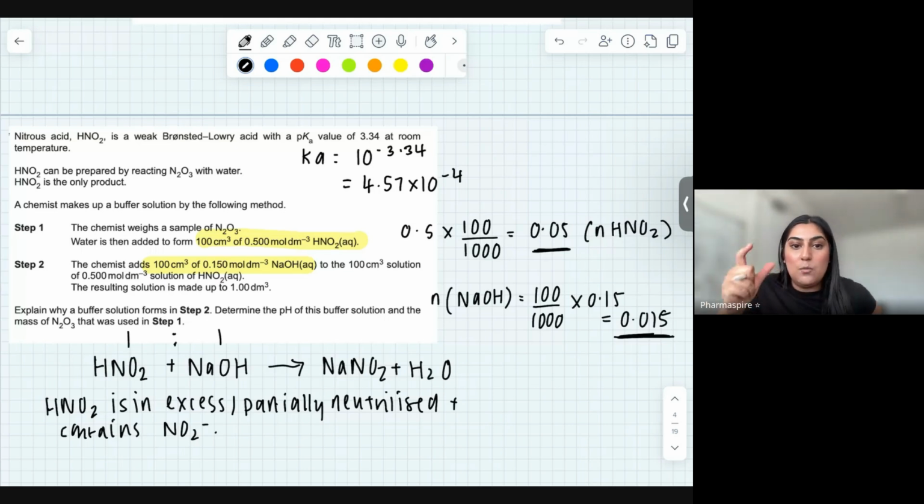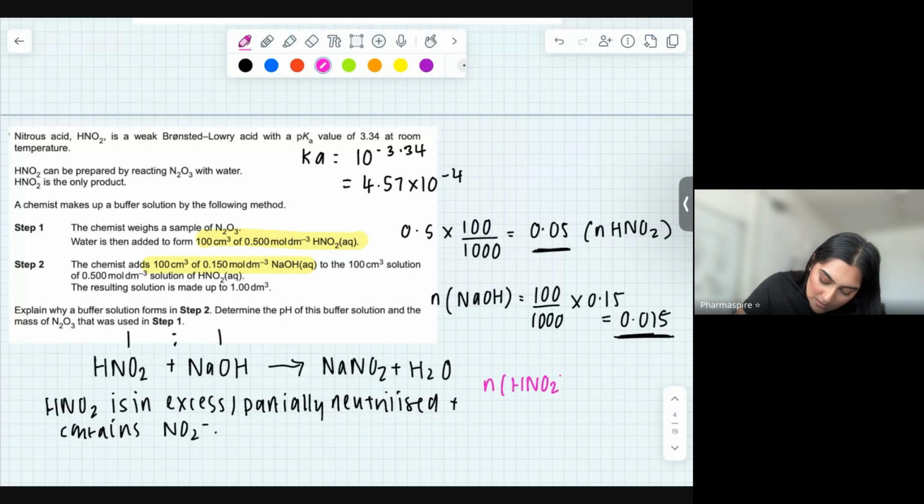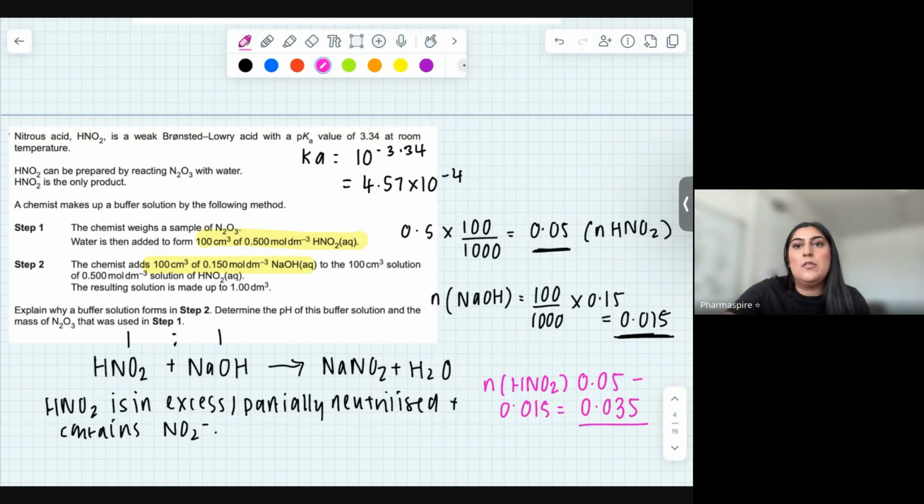So we need to actually see how much of the acid is left when we've worked it out. So what I'm going to do is subtract them to see how much of my acid is actually remaining. So 0.05 minus 0.015. If we subtract them, we get 0.035 remaining when the buffer solution has reacted.